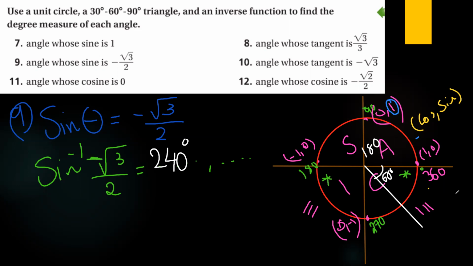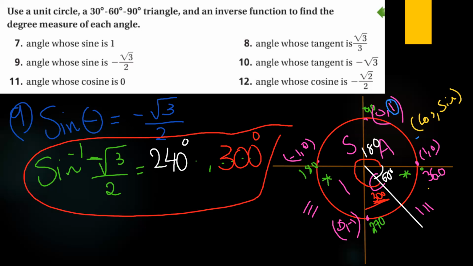By this it is 180, 270 plus 30. So that means this angle here is 300, or you can subtract 60 from 360 in order to find angle 300. So now the angles whose sine is negative square root of 3 over 2 will be 240 and 300.